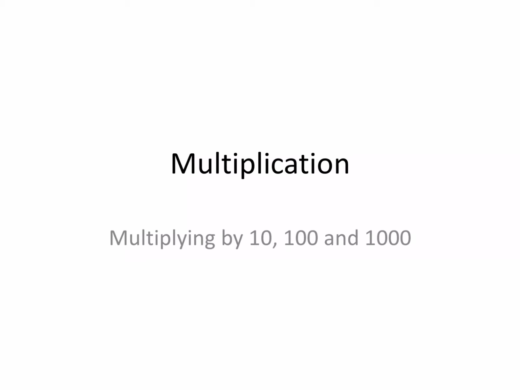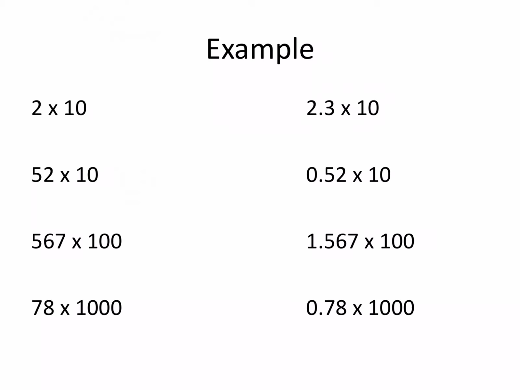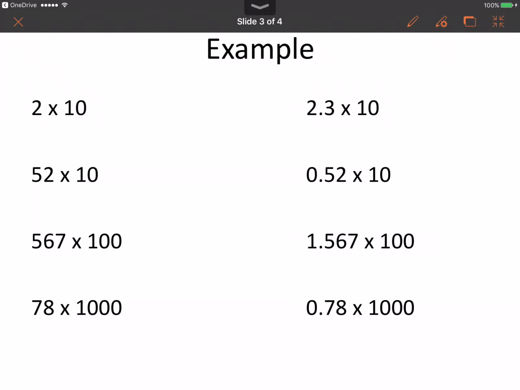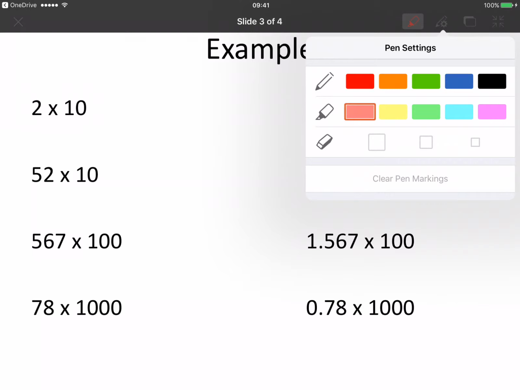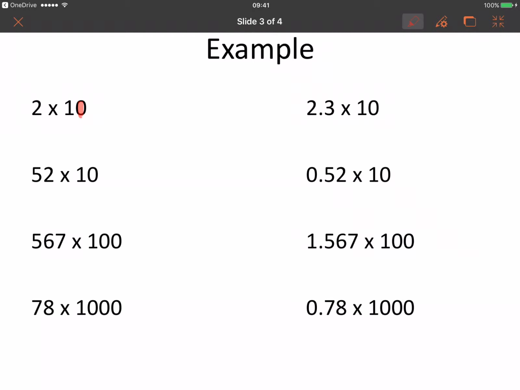Today we will be multiplying by 10, 100 and 1000. If we look at some of these examples, you'll see that if I'm multiplying by 10, I will take my first number and all I now need to do is write it down, and because I've got only one zero here, I will add the zero right at the end. So 2 times 10 is 20.